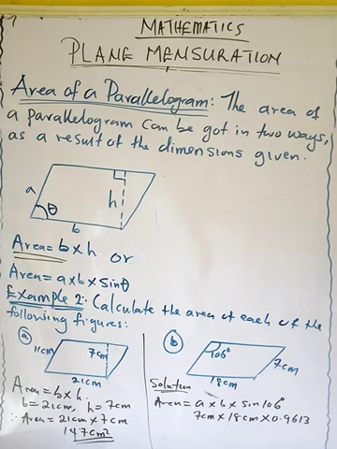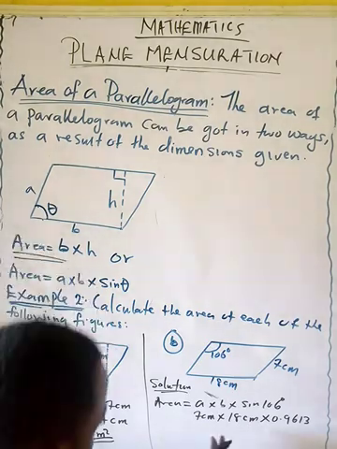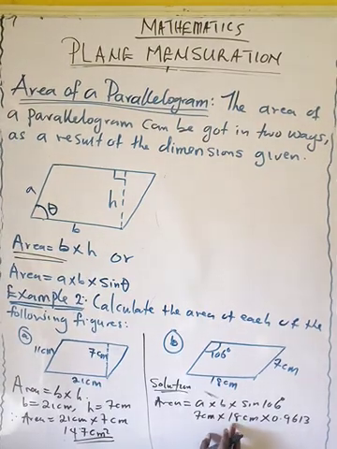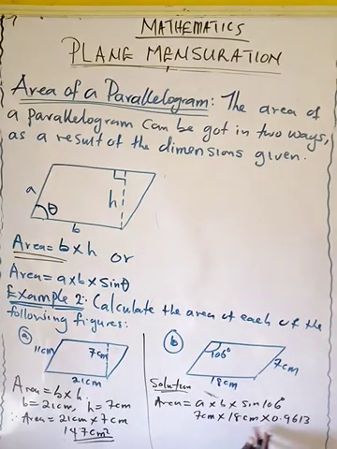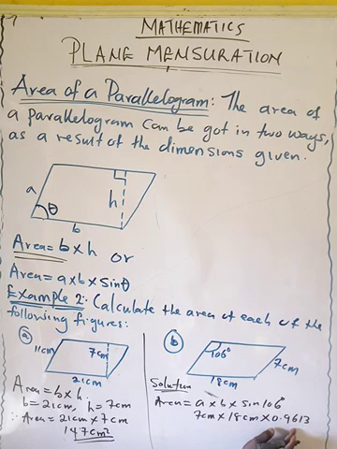Now by checking our four-figure table, our sine 106 will give us 0.9613. Now 7 times 18 will give us 126. 126 times 0.9613 will give us 121.1 centimeter times centimeter, centimeter squared.